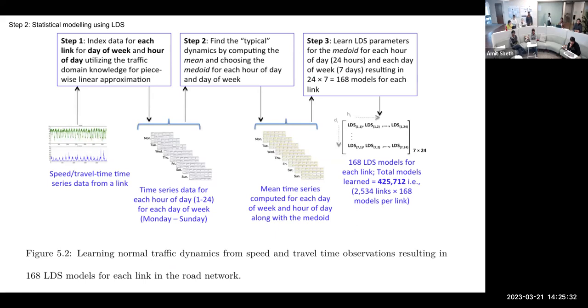So what he has done is he has collected data for each of the road links for separate day of week and hour of day. And then secondly, he has found the typical dynamics by computing the mean and also choosing the medoids for each hour of day and day of week. Thirdly, he has used LDS parameters for the medoids for each of the day and has produced some models. That means he has produced 168 models, that means 24 hours for 7 days, in order to create the normalcy model.